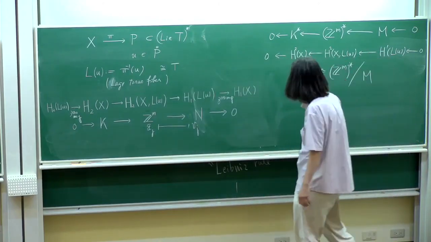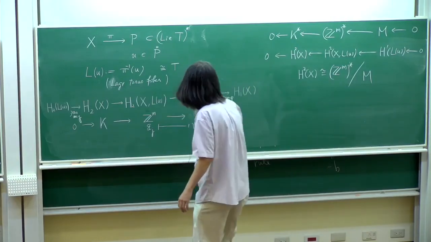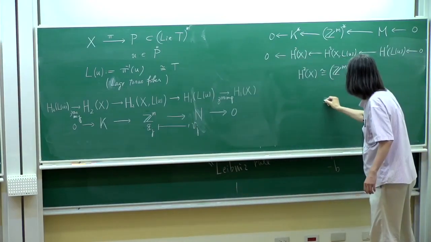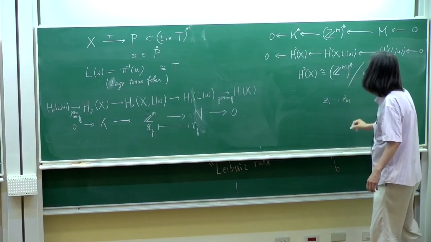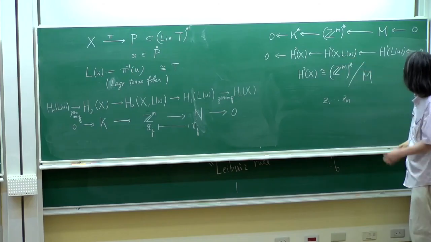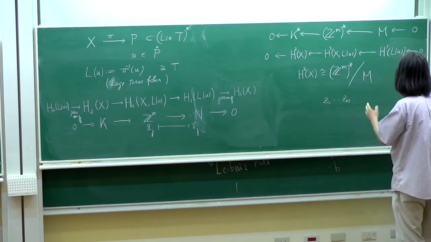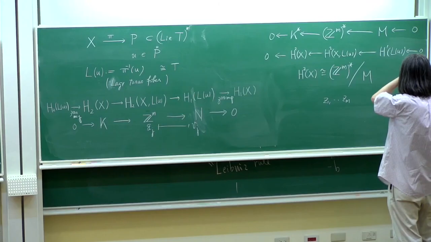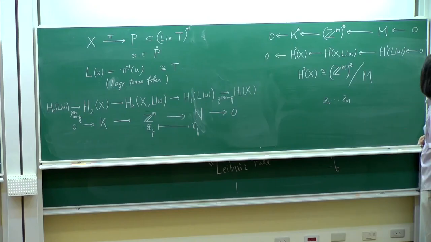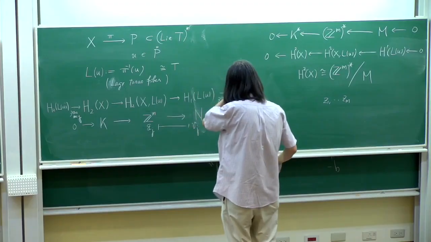So I have Z1 to Zm. So Z1 to Zm actually are generators here. So this one, this. So Z1 to Zm, they actually are generators of these things. And yeah, so here we have M, right? And so we have this.